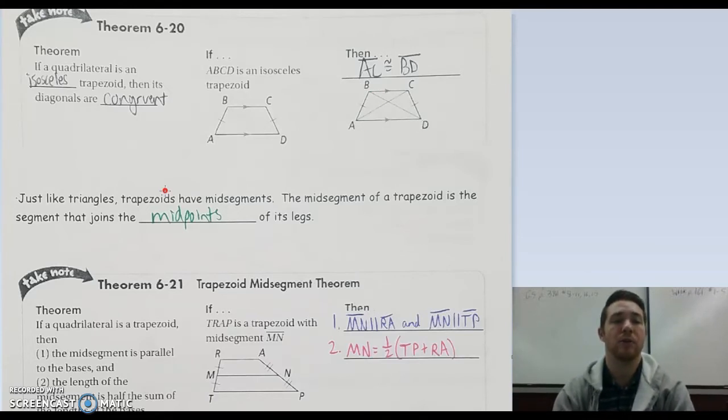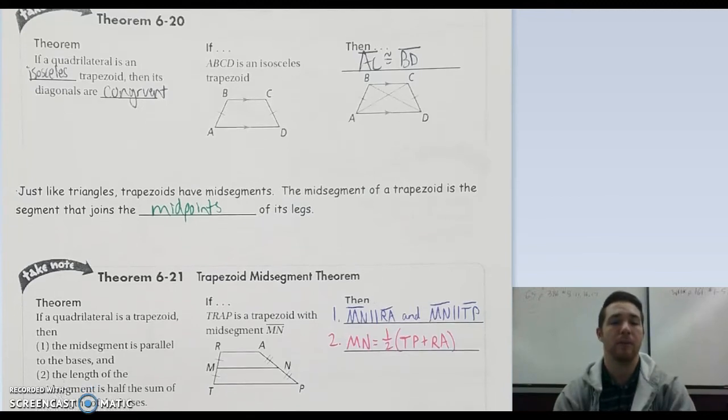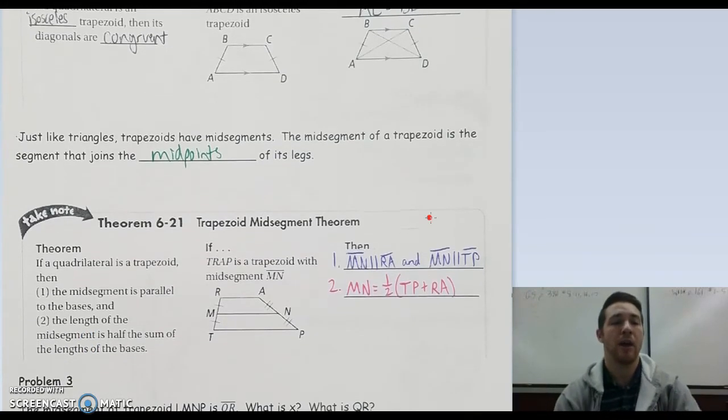So just like triangles, trapezoids also have midsegments, and the midsegment of a trapezoid is a segment that joins the midpoints of the two legs. So pretty similar to how we used it for a triangle, it's also going to have pretty familiar properties if we remember what the midsegment did in a triangle. And those two properties, first of all, is that the midsegment is parallel to the two bases.